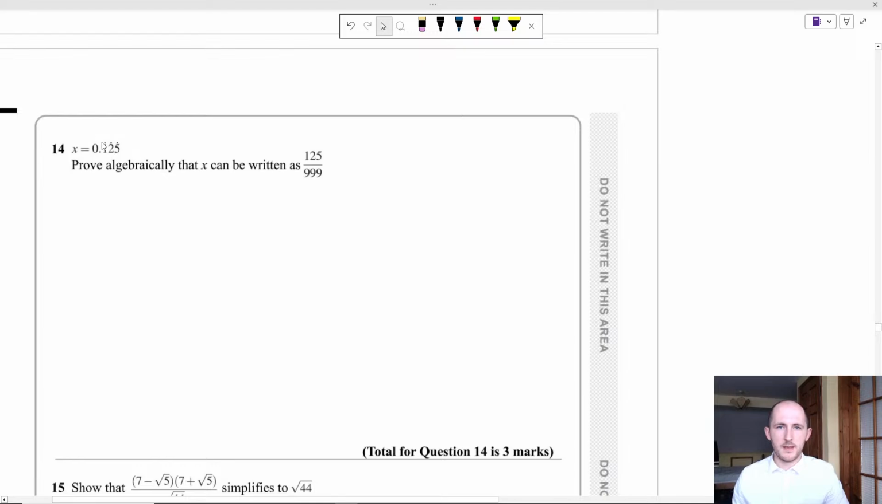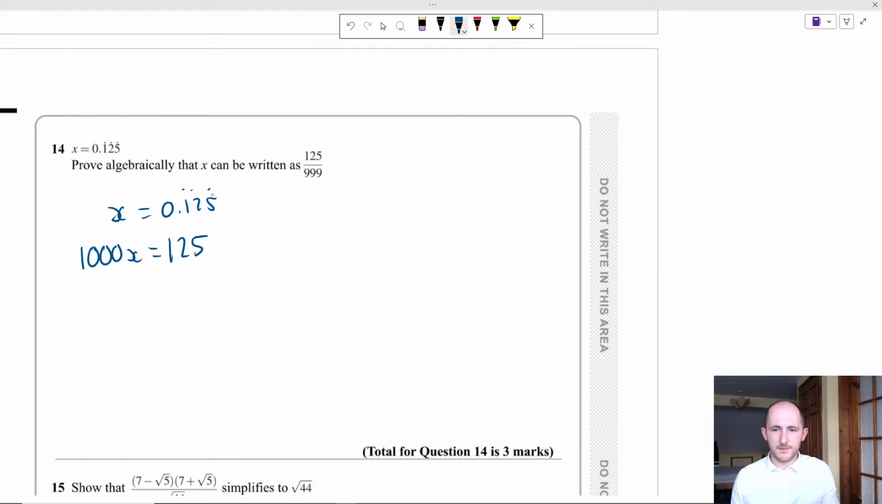All you do is you times by the number of recurring decimals. The first thing you do is you obviously have the 0.125 recurring. You times by 1 with the number of zeros equal to the number of recurring places. So if there's 1 recurring decimal place, you times by 10. If there's 2, you times by 100. If there's 3, you times by 1,000. In this case, we have 3 recurring decimals, so we're going to times by 1,000.